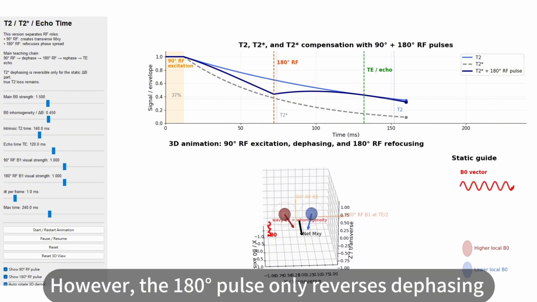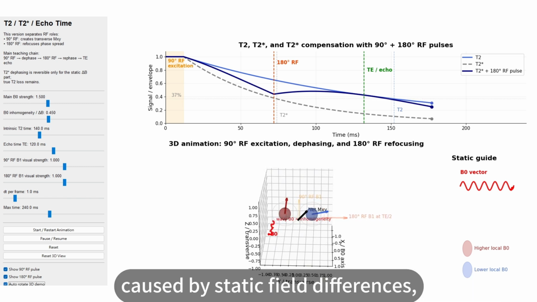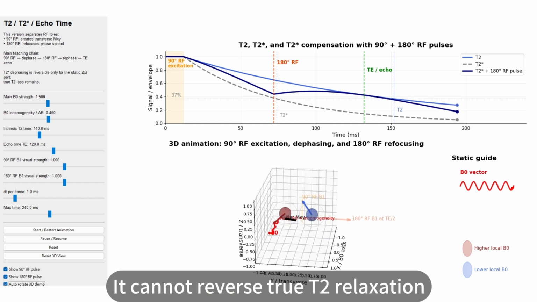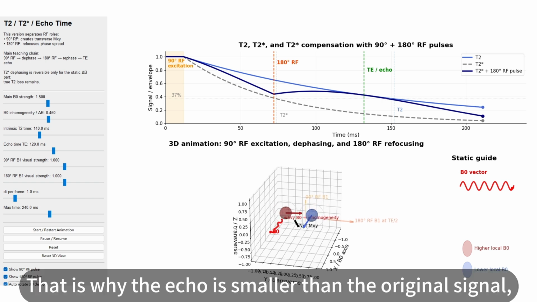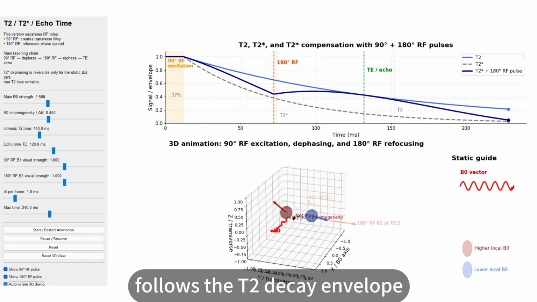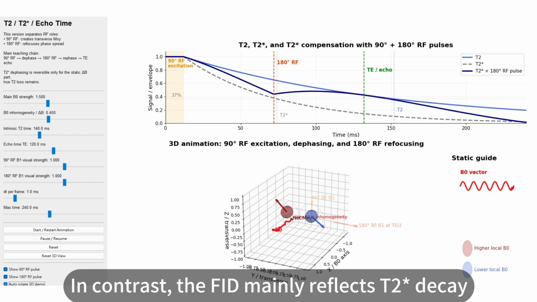However, the 180-degree pulse only reverses dephasing caused by static field differences, such as B0 inhomogeneity. It cannot reverse the true T2 relaxation from microscopic spin interactions. This is why the echo is smaller than the original signal, and why the spin echo amplitude follows the T2 decay envelope. In contrast, the FID mainly reflects the T2 star decay.